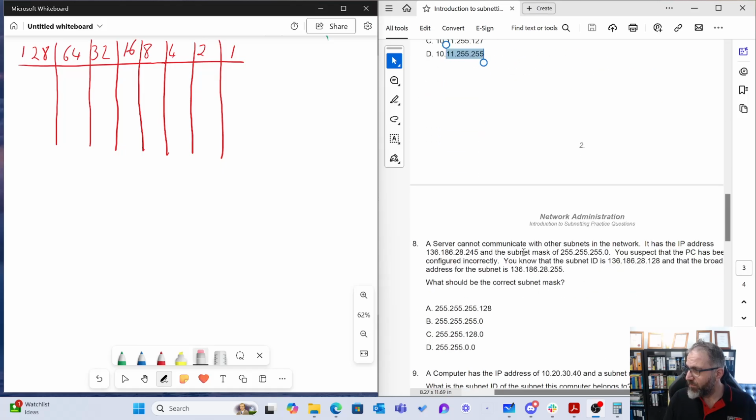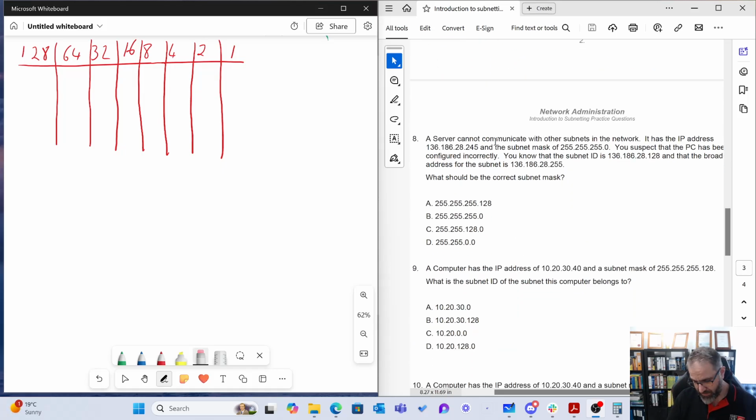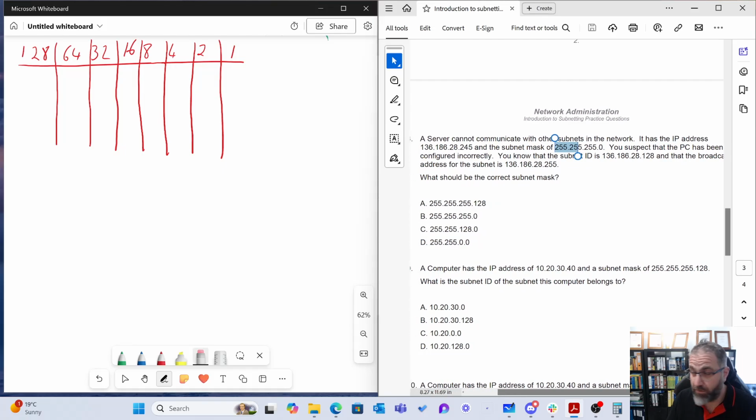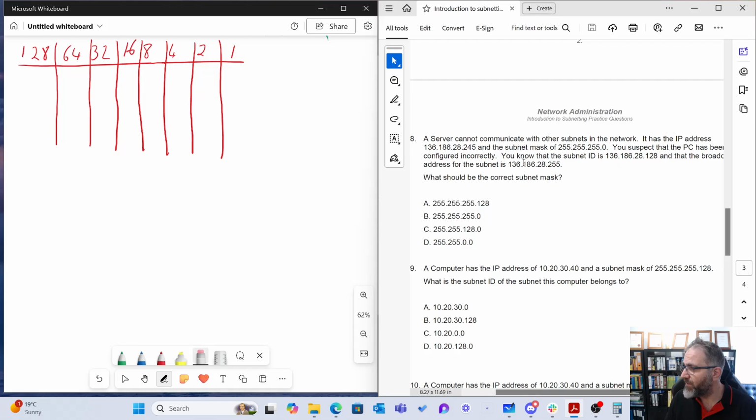All right, so let's go to question 8. A server cannot communicate with other subnets in the network. The IP address is that. Subnet mask is that. You suspect that the PC has been configured incorrectly. You know that that's the sub network ID. Ooh, this is interesting. Okay, we're going to do some subnetting here. And the broadcast is that. So we've got an issue here. That's the subnet ID, and we've got a broadcast here. What is the correct subnet? So that's definitely the wrong subnet. That's definitely incorrect, for sure.